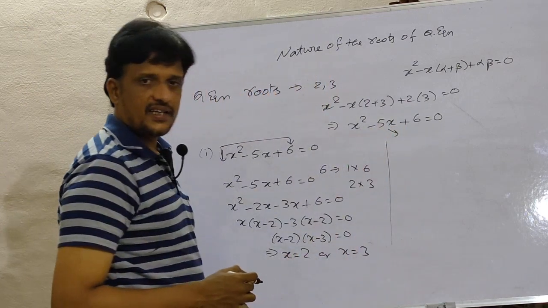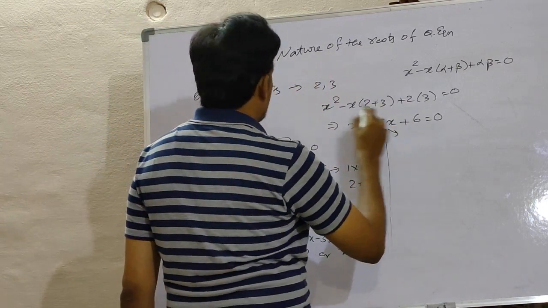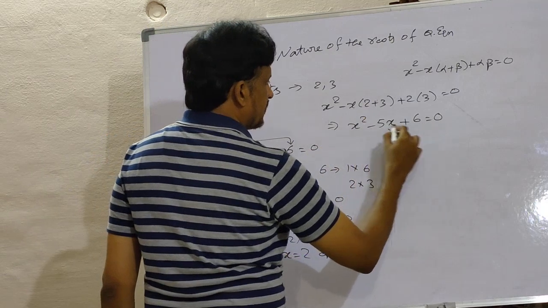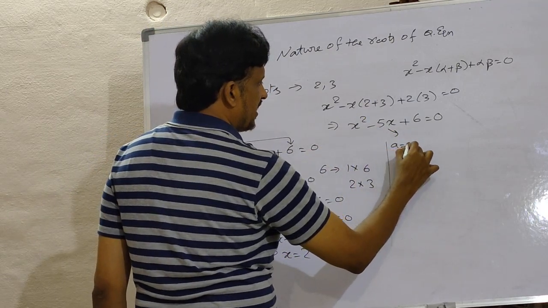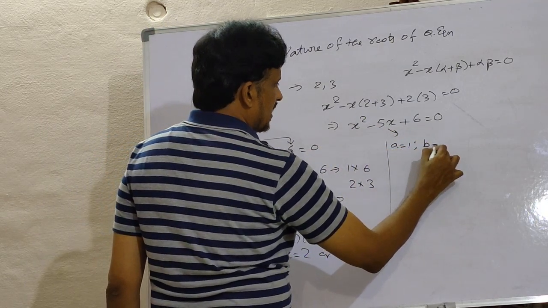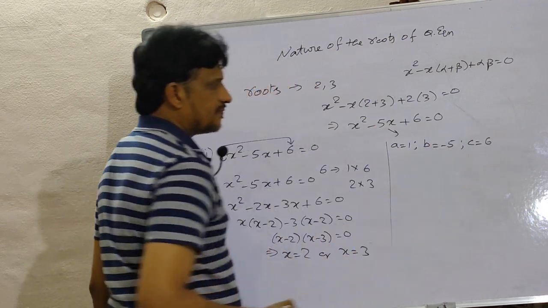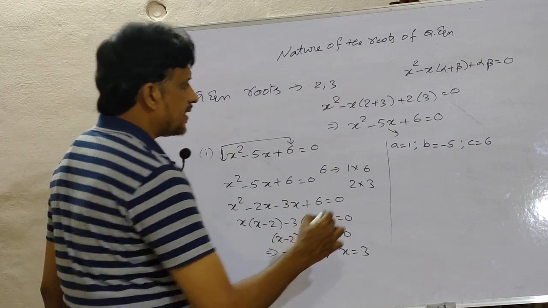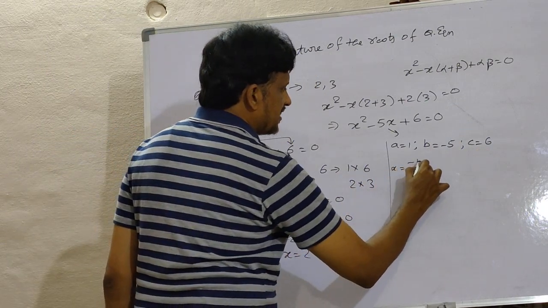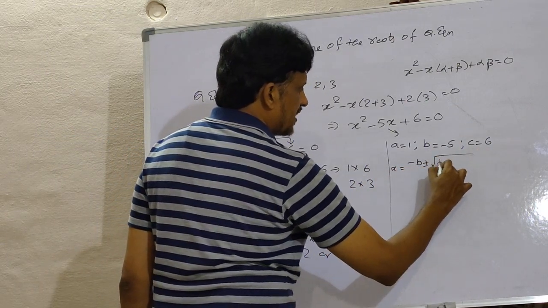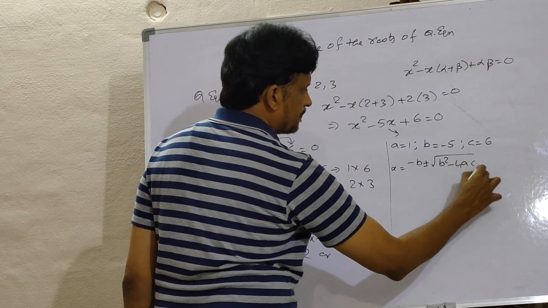Here observe this one. This is the given quadratic equation. Compare with the standard form, that is ax square plus bx plus c. Then the value of a, the coefficient of x square, is 1, the value of b is minus 5 and the value of c is 6. So here the roots are given by minus b plus or minus root of b square minus 4ac, whole by 2a.